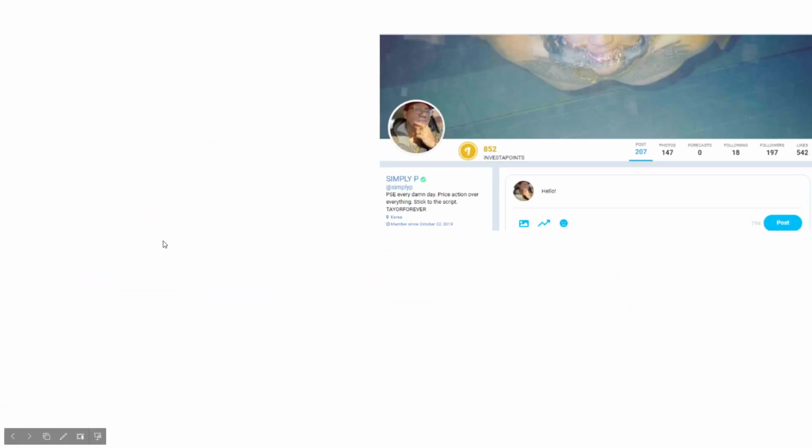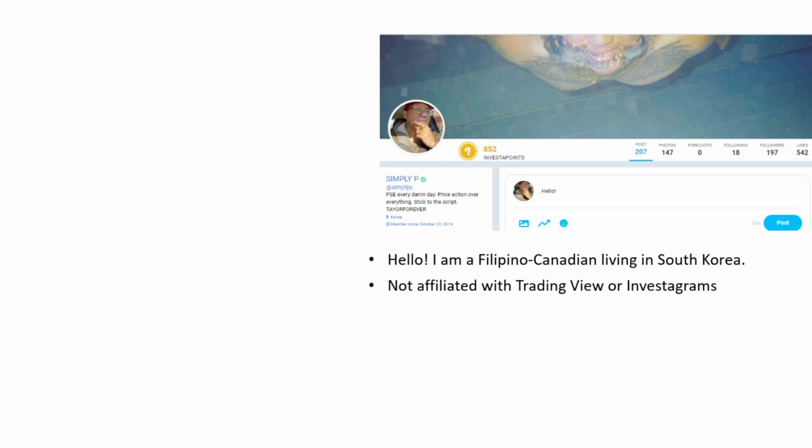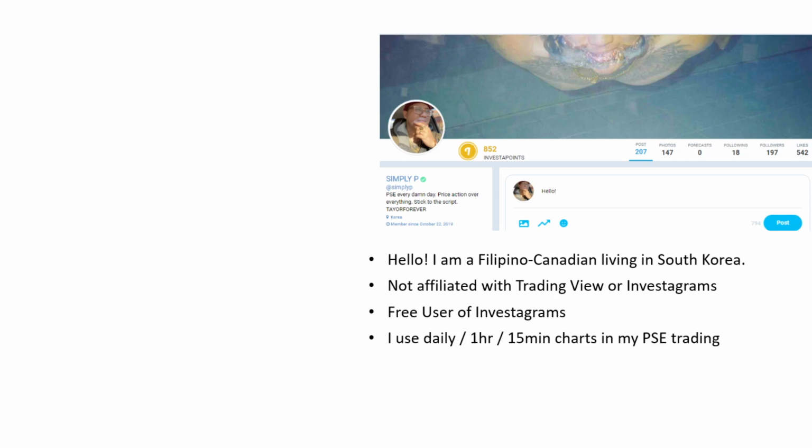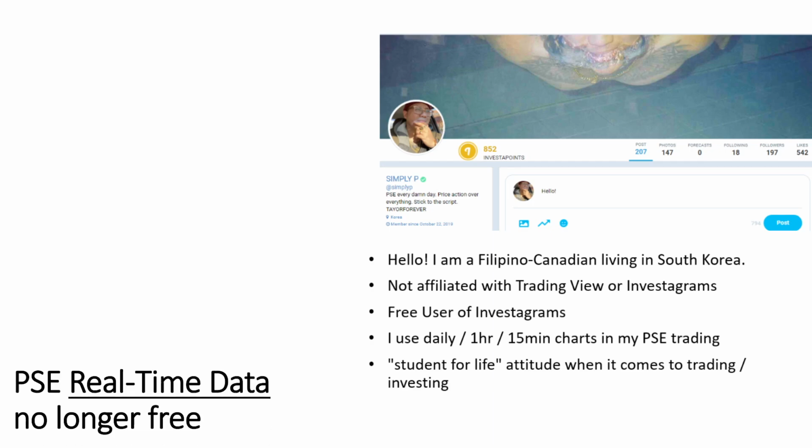First, my name is Simply P. I'm a Filipino Canadian living in South Korea. I'm not affiliated with TradingView or Investagrams. I'm a free user of Investagrams as of right now. And for trading, I use a daily, 1 hour, 15-minute chart, and I consider myself a student for life. That's my attitude when it comes to trading and investing.